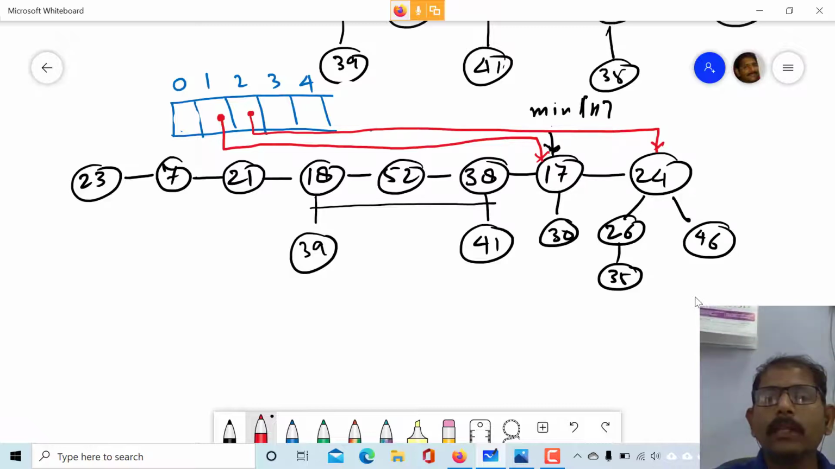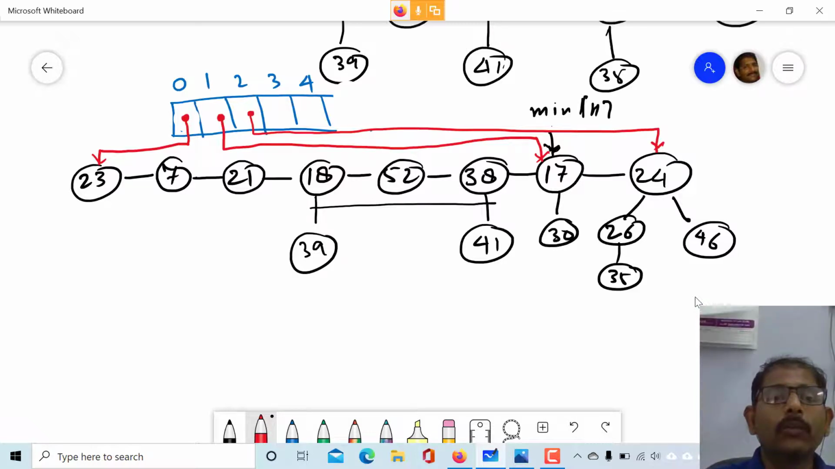Okay, in the cyclic order, the next node of 24 is 23. Because I already have explained all the root nodes are bidirectionally connected to each other, we can traverse from 24 to 23 directly. So after 24, the next node is 23. So its degree is 0. So it will be pointed by this 0 like this. Okay, it will be pointed by 0.